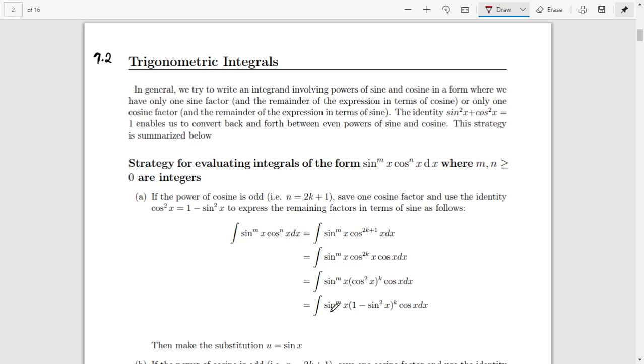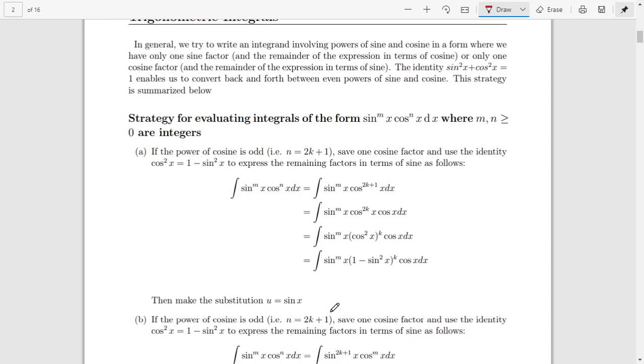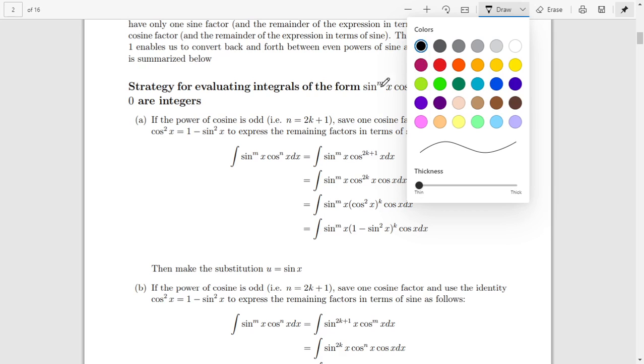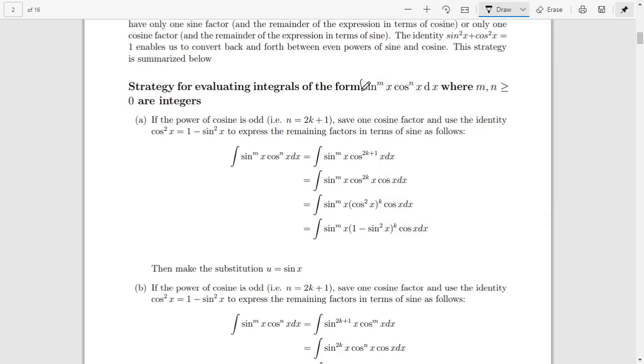In summary, we can say that the strategy for evaluating any integral of the form, integral of sine to the power of m x cosine to the power of n x dx, where m and n are integers that are 0 or bigger than 0.